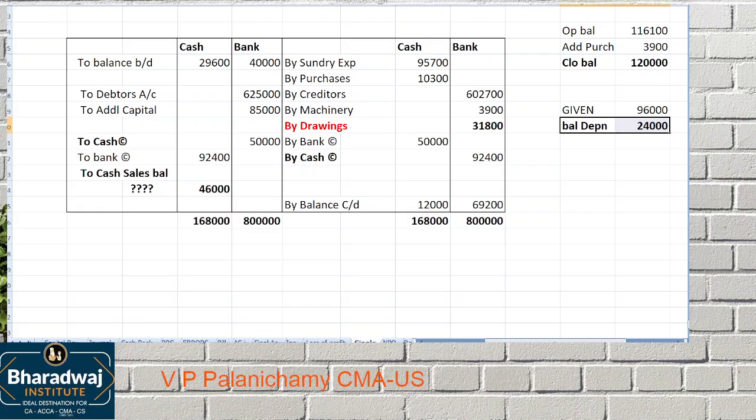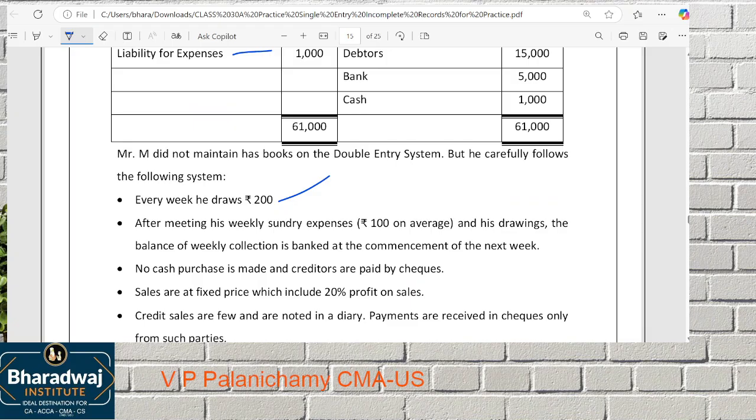M did not maintain proper books. Every week he draws 200, personal drawings 200. After meeting 100 rupees for weekly expenses, he deposits into the bank. There is no cash purchase, and creditors are paid by what? Check. And the sales are at a fixed price which includes 20% profit on sales.